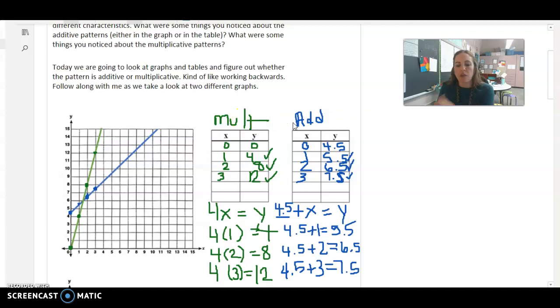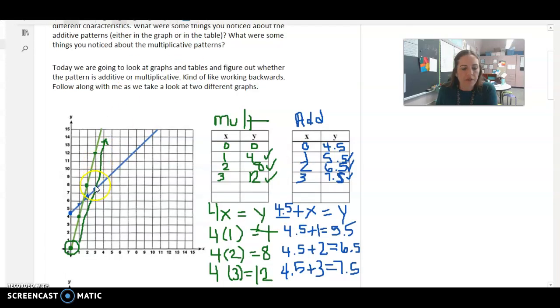So let's again review some of the characteristics. The multiplicative pattern goes through the origin. And the other thing about it is look how much it increases, how quickly it increases. The additive pattern does not go through the origin. It crosses the y-axis at a number higher than 0. And then it increases by 1 each time. Every time the x increases by 1, the y increases by 1.